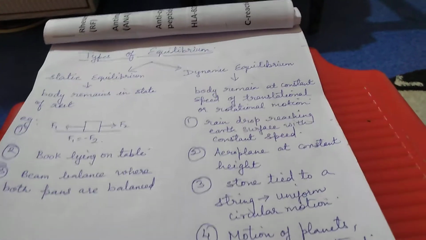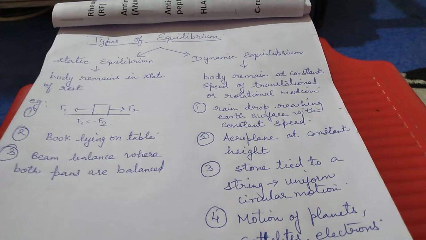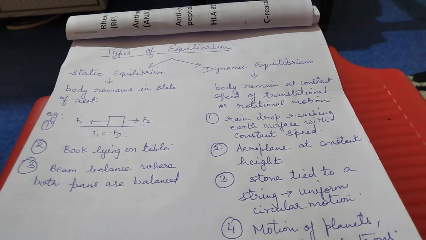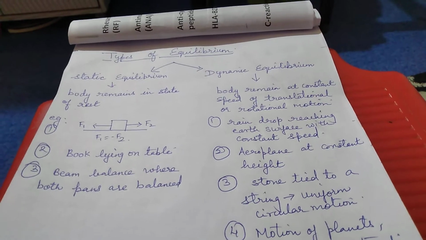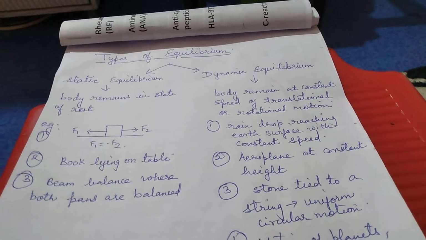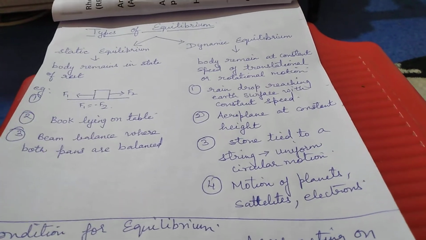You have a stone tied to a string and you are just rolling it above your head in a uniform circular motion. Here also you will find that though many forces are acting on this stone, but they are balanced by the centripetal force, and that is why it is having a uniform circular motion. This is again a state of dynamic equilibrium.